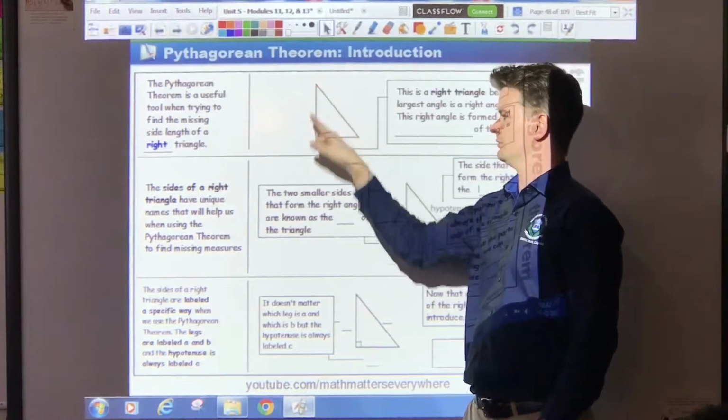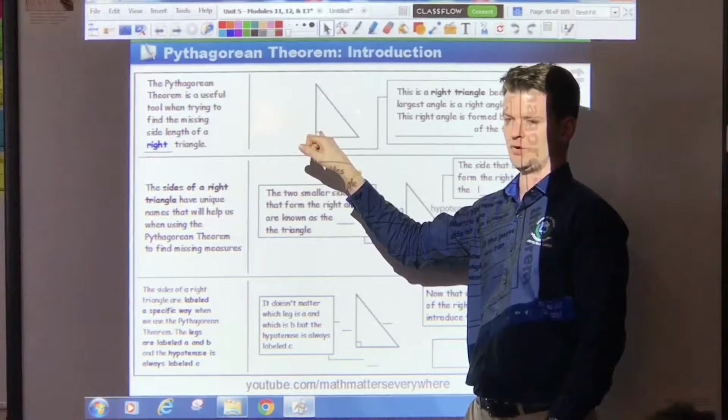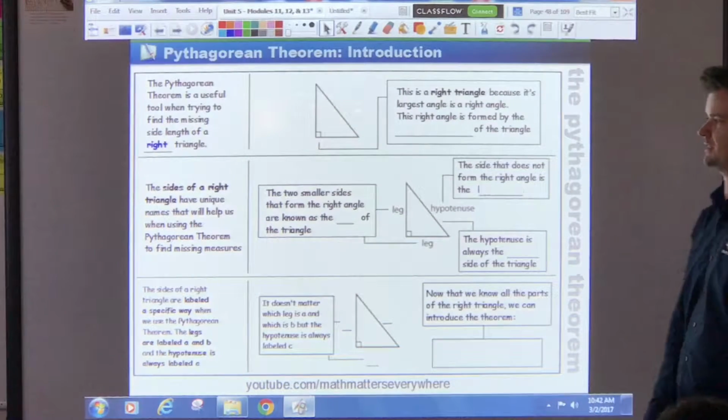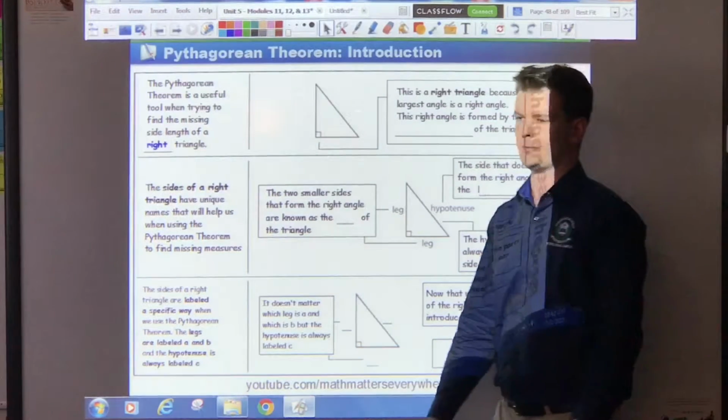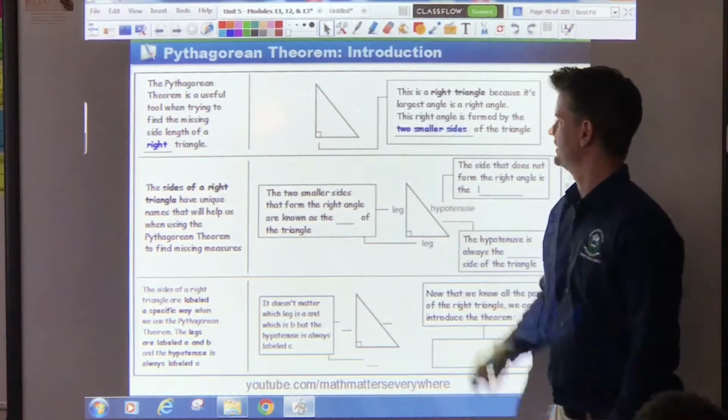We look at the triangle. Two of the sides should form, what's this little sign right here? A right angle. Now, you might not always have this little symbol here, so you're looking for basically two lines that meet at a perpendicular angle. Perpendicular meaning 90 degrees, aka right angle.